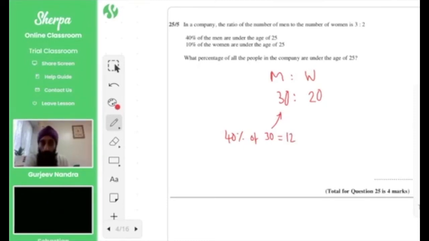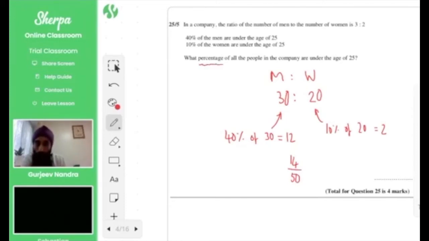10% of women are under the age of 25, so 10% of 20 is 2. So we've got here 12 out of 30 are under the age of 25, and 2 out of the 20 are under the age of 25. So in total, we've got 14 out of 50 people that are under the age of 25.